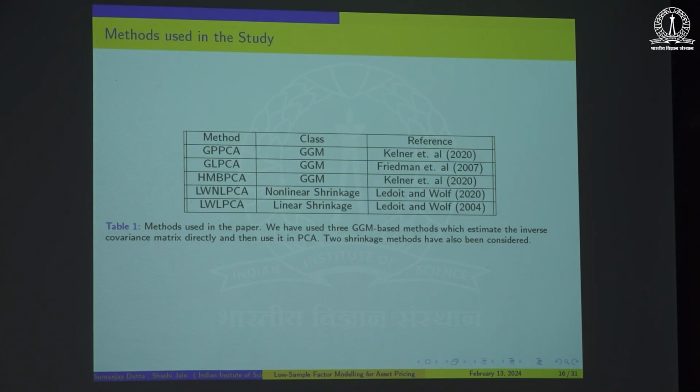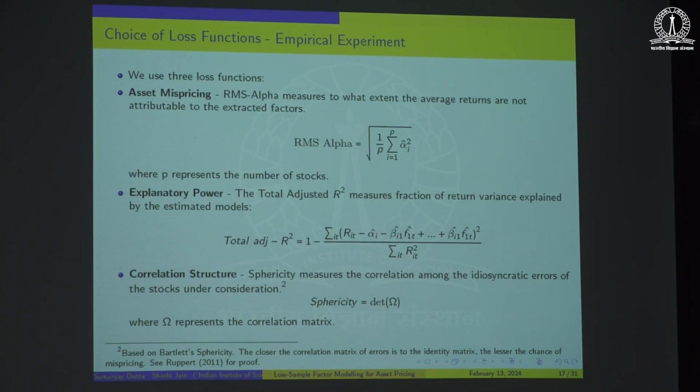These are the list of models apart from the asymptotic PCA that have been used. And these are the loss functions for the empirical experiment. This alpha represents something very similar to the CAPM model: Ri is equal to alpha plus Rm minus Rf. So it's a very similar alpha here as well, the intercept term basically. And then you have the total adjusted R squared.